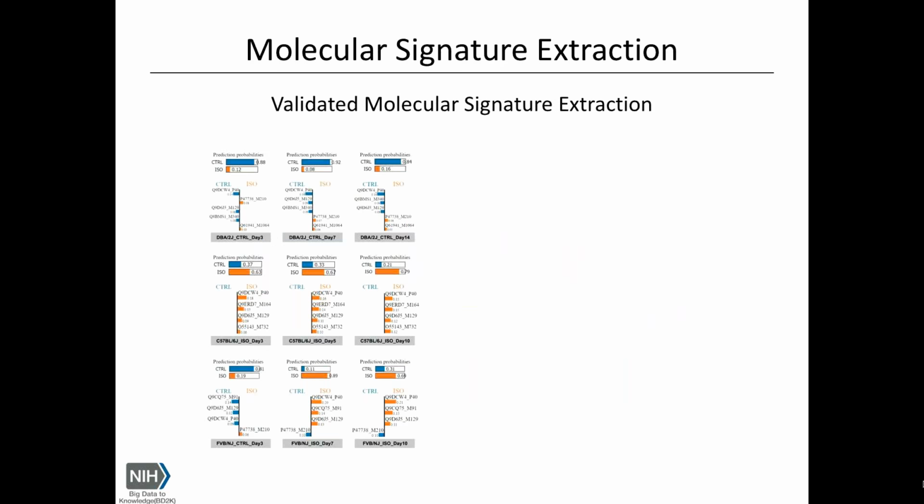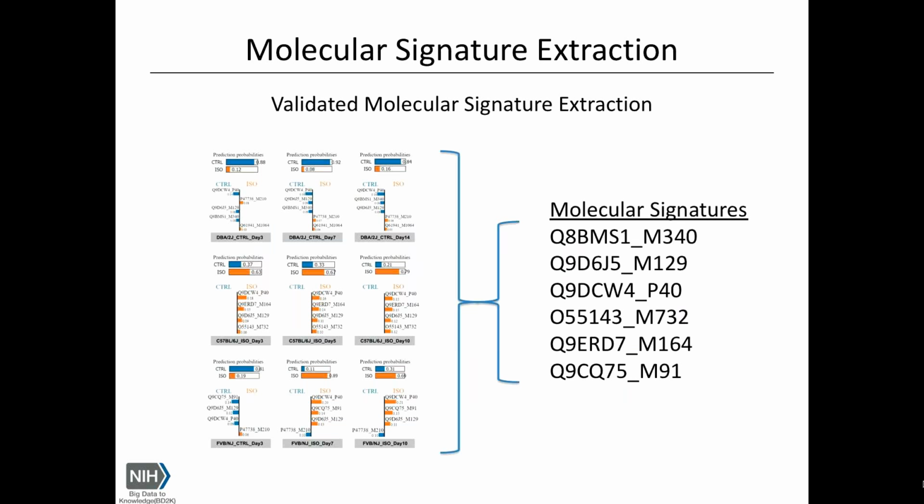So in summary, by employing Lime, we validated these 6 molecular signatures to be strong candidate sites for discriminating ISO and control groups. So pathway analysis of these 6 molecular signatures were found to belong to the TCA cycle or respiratory chain pathways, the fatty acid beta oxidation, and one connexin trafficking pathway protein.